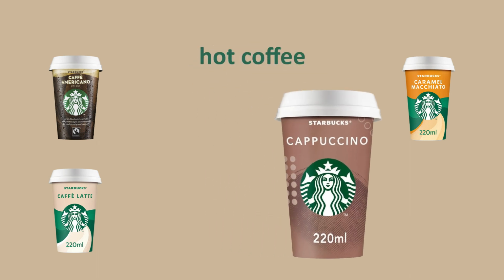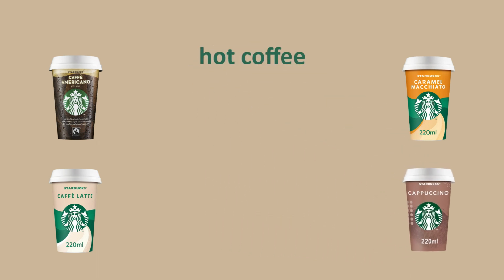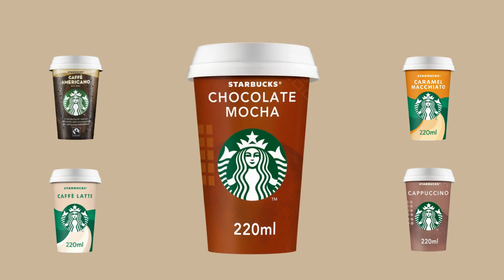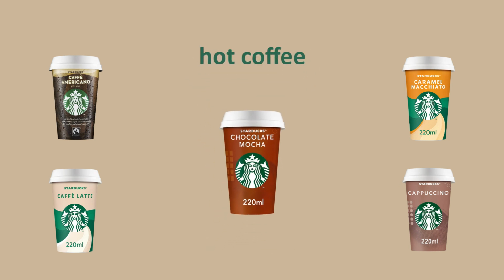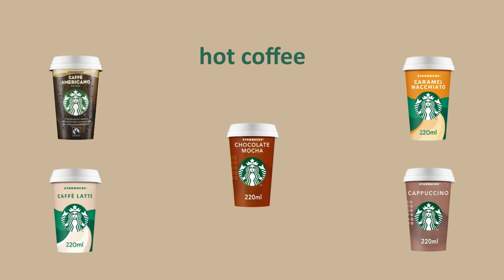Cappuccino. A cappuccino is similar to a latte. It has espresso and steamed milk, but it has a lot more foam milk compared to a latte. Mocha. A mocha is a combination of espresso, chocolate, and steamed milk. It's a sweet and chocolatey coffee drink.